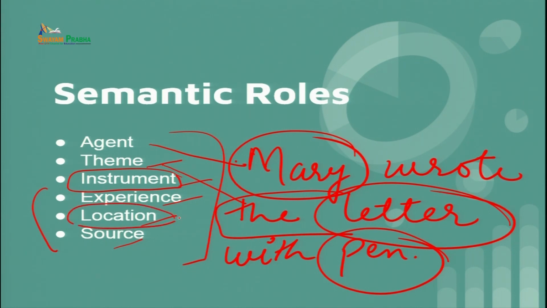There is also the point of location. Location basically refers to the place where the action is being done, and source is where an entity moves from, and goal is where an entity moves to. For example, you say Ravi borrowed some money from Ali, and Ali bought a present and gave it to Mary. So, in these examples you see that there is a source which is playing an important role in the sentence.